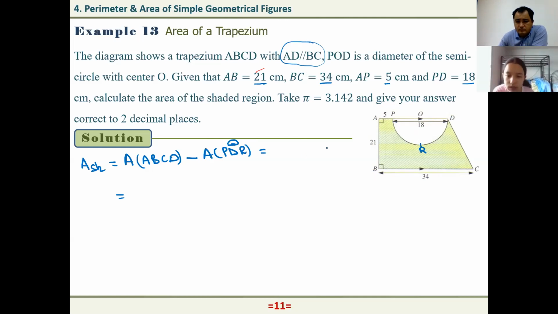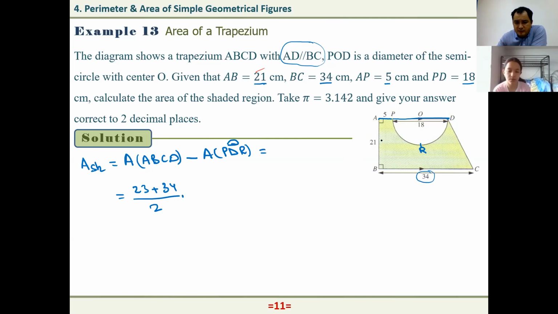AD is parallel to BC. Okay, what is the length of AD? You see here A, this one is D, right? It is 5 plus this one, 18. So 18 plus 5 is 23. 23 plus the second parallel side, that is BC, and the length of BC is 34 here. So that is over 2, because it's half the sum of the parallel sides times height.